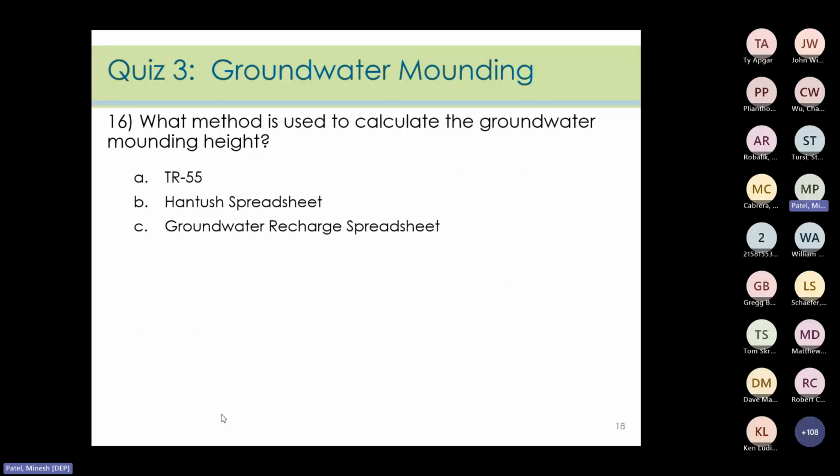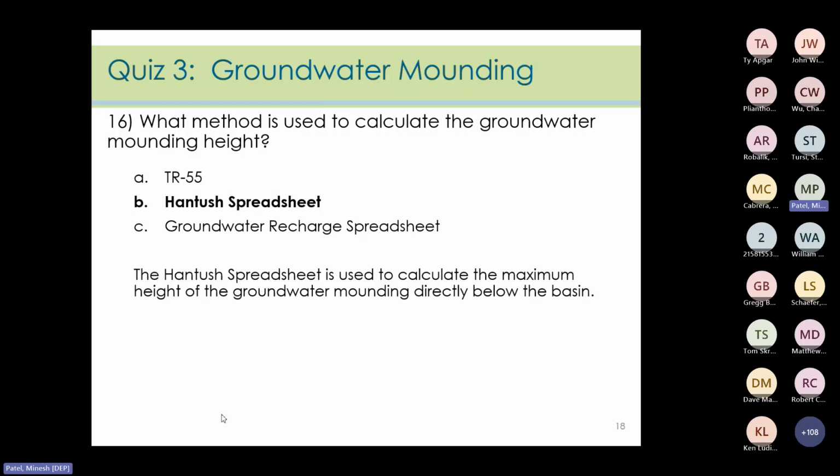And question 16, what method is used to calculate the groundwater mounding height? And the answer here is B, the Hantush spreadsheet. This spreadsheet, which you can find on our website with Chapter 13, will calculate the maximum height of the groundwater mounding directly below the basin.